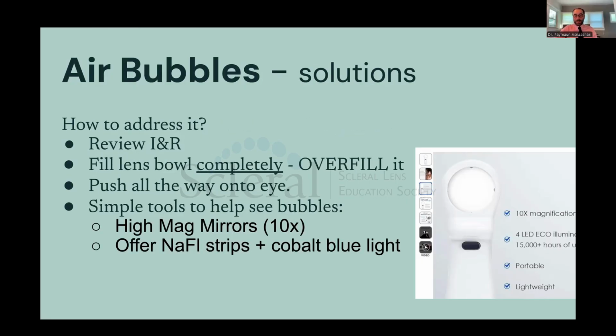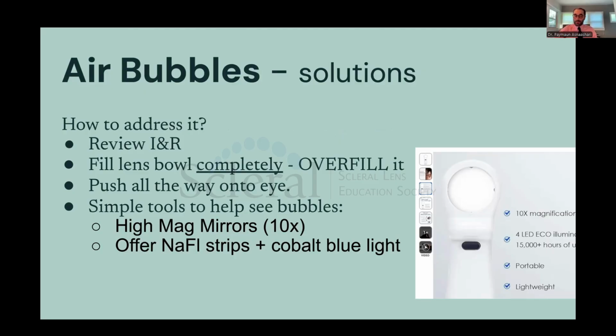Here's some other solutions for addressing air bubbles. Number one, review INR. That will be the biggest reason why bubbles are typically happening. It's usually due to insertion removal training. Again, you want to fill the lens bowl completely, ideally overfill it. You want to make sure you push the lens all the way onto the eye because if you're not, that lens is not going to settle and applanate, and then it could induce some air as it goes in.